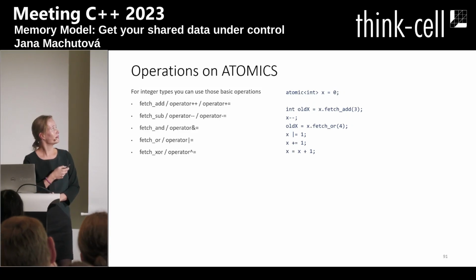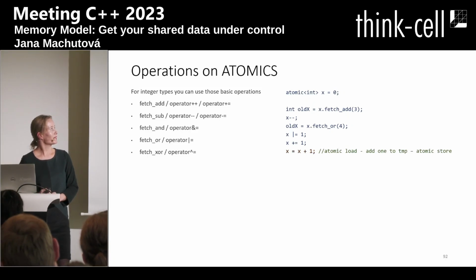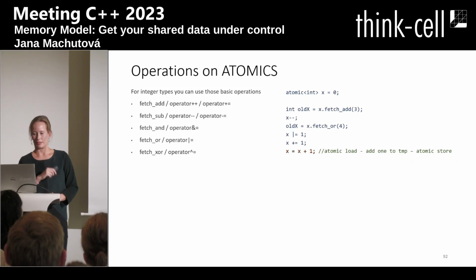And there's also one line which is good to pick up, because the last two lines are not the same. The x plus equal 1 is an atomic operation. The next one is not. The next one will load x to some temporary variable, add 1, and then store. In between, whatever may happen. It may be an absolutely different value in between.